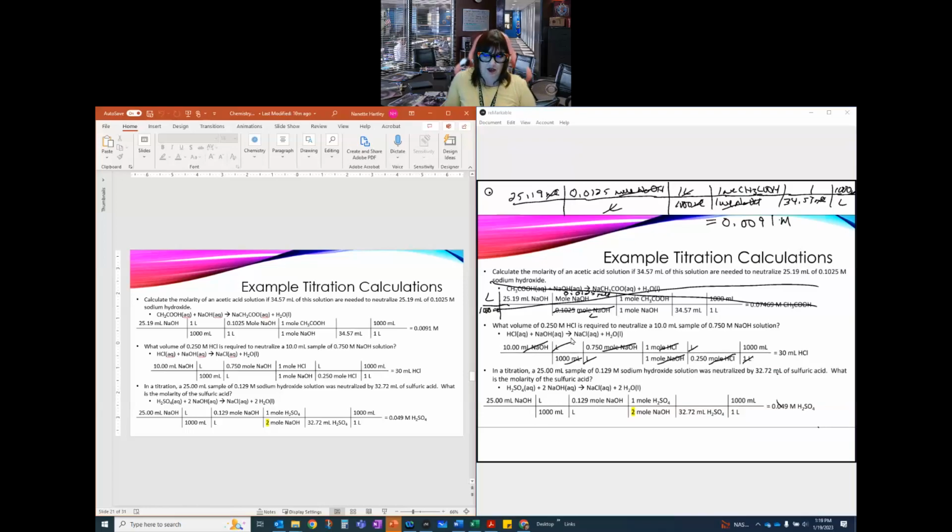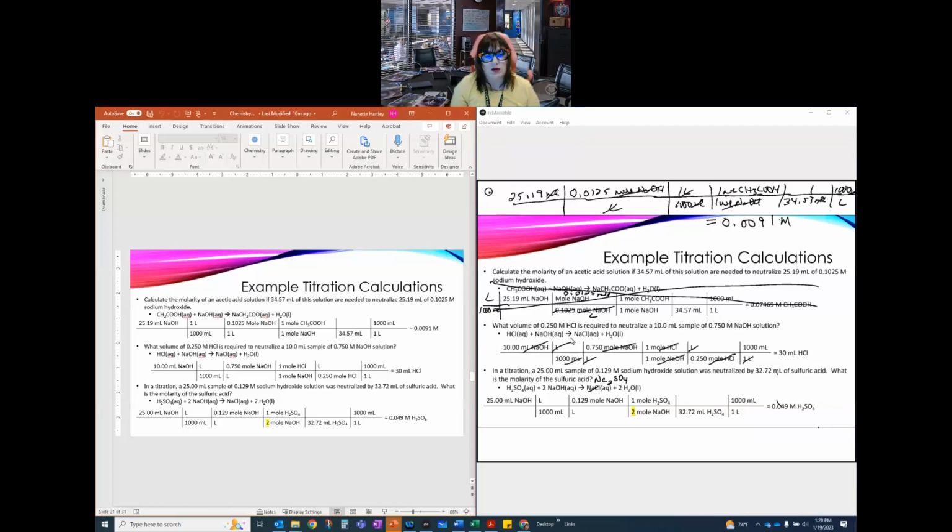So let's talk about this reaction down here. In the titration, a 25 milliliter sample of 0.129 molar sodium hydroxide solution was neutralized by 32.72 milliliters of sulfuric acid. What is the molarity of the sulfuric acid? So I take sulfuric acid, H2SO4, and react that with NaOH to give me NaCl. That's not NaCl, that's NaSO4. And it's not just NaSO4, it's Na2SO4.